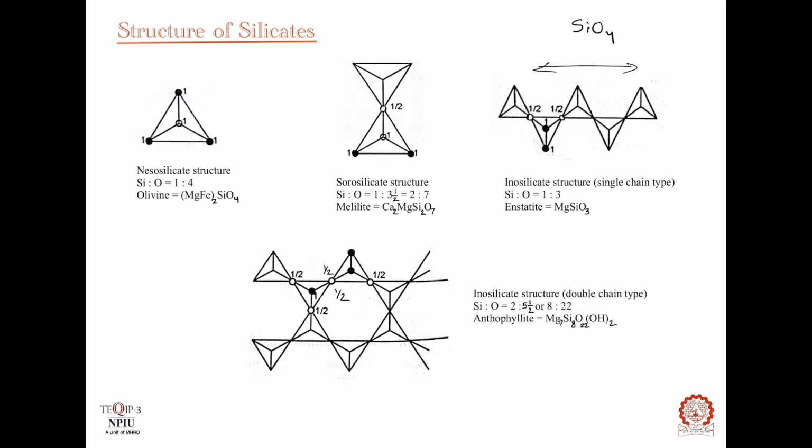In a similar way, for double chain inosilicate structure, the silicon and oxygen ratio is 2:5 and a half. See here, this is a double chain because this is one chain and this is another chain. And in this direction there will be a growth of silicon tetrahedron. Only in one direction they grow.